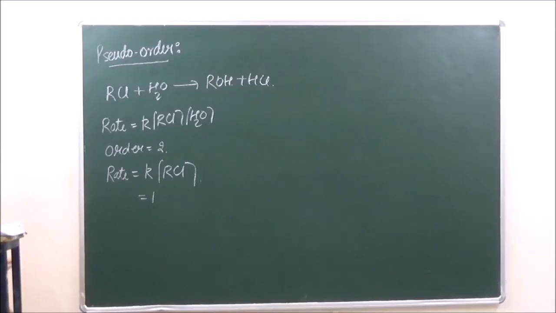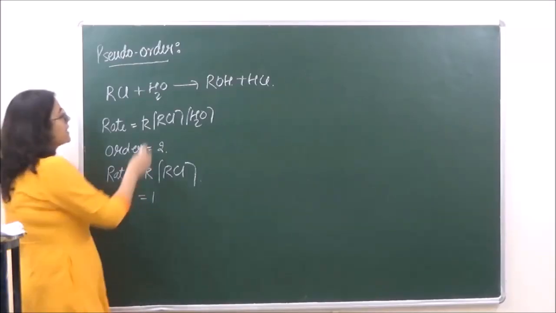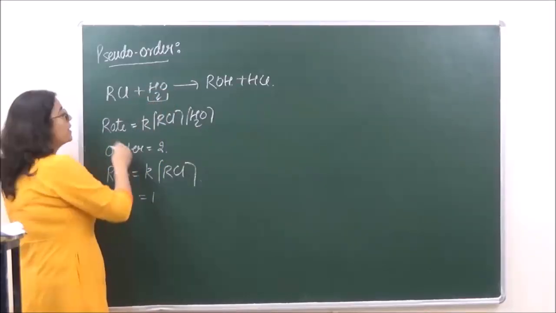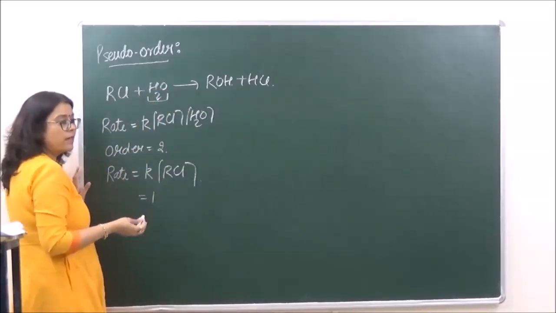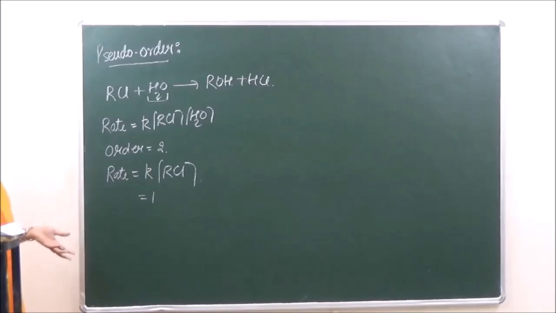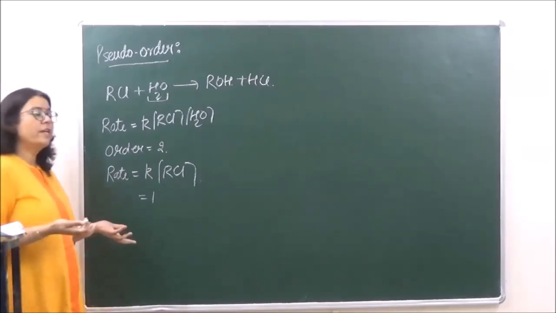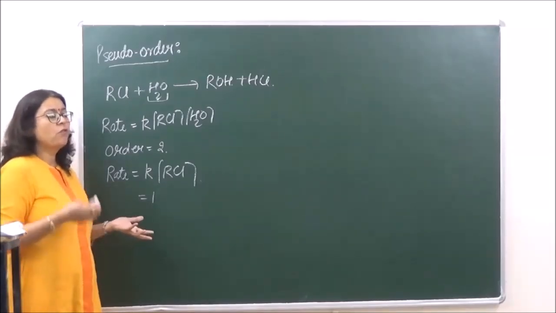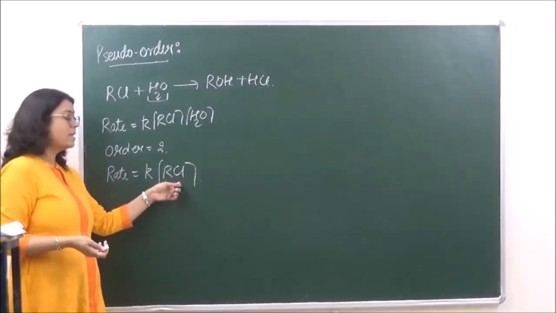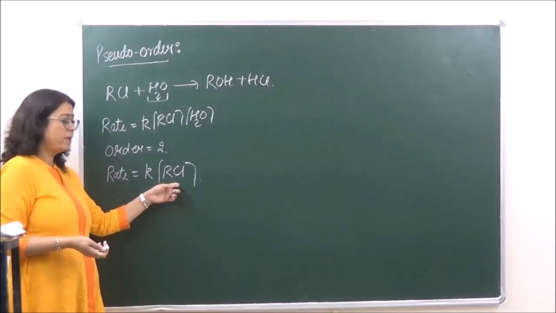Why is this happening? This is because the concentration of water is taken to be in larger quantity. We are taking water in a very large quantity. So concentration of water is taken to be unity. That is, the concentration does not change. Concentration of water remains constant. That is why we are not taking the concentration of water over here.